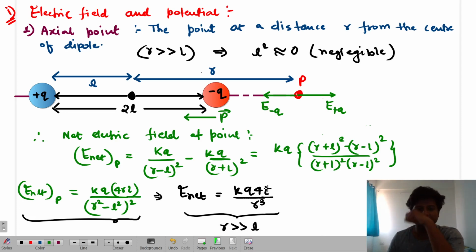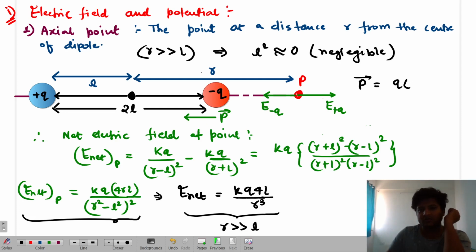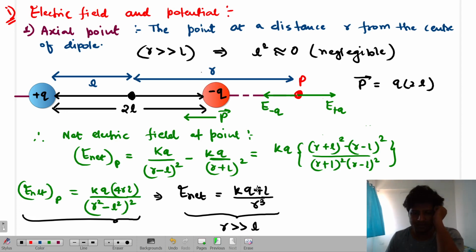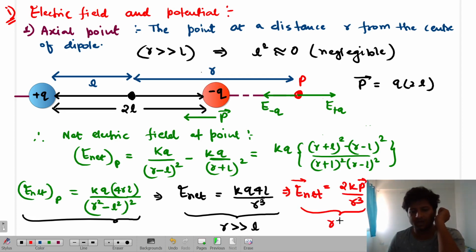So look over here. If I write in terms of dipole moment, what is my dipole moment over here? It is Q into twice L. So in terms of dipole moment, what will the net electric field become? This implies that E net vector in terms of dipole moment is twice Kp vector divided by R cube, for R much greater than length. Is that clear or not? Are you able to get me?